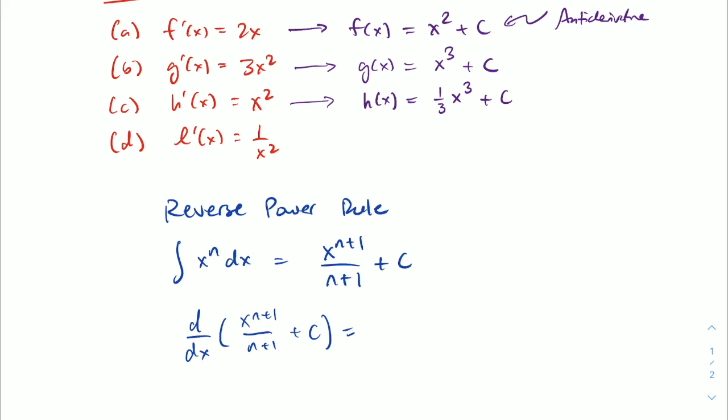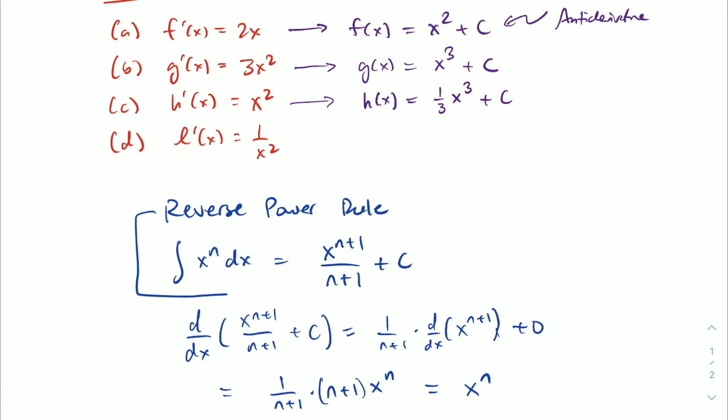So the c will be 0, and dividing by n plus 1 is just like multiplying by 1 over n plus 1, so we can skip over that. And we'll get 1 over n plus 1 times n plus 1, the power comes down, times x to the n. And those n plus 1's cancel, and we're left with x to the n. So this rule is correct. Let me put a box around it. It's a very important rule. And this rule allows us to antiderive this last function up here, this L prime of x.